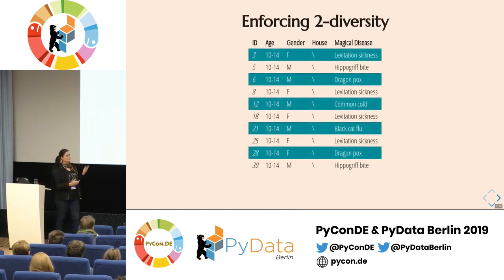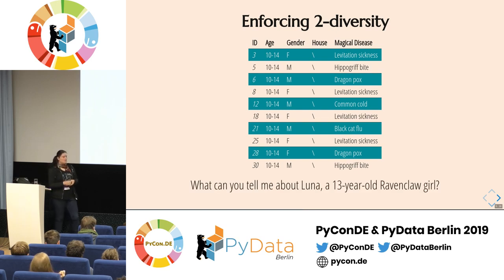Okay. Keep going with the same table, a bit different because I've only kept the people who are under 14, to have a bit more choice. And I removed entirely the mention of the house, because that wasn't L-diverse. And can you still tell me something about Luna?